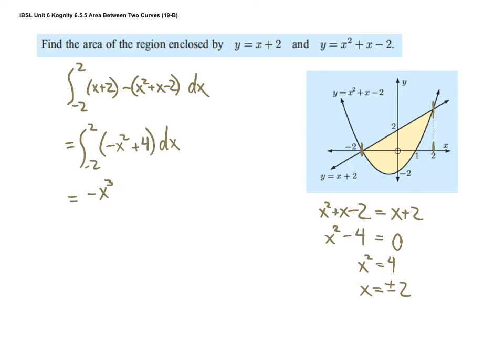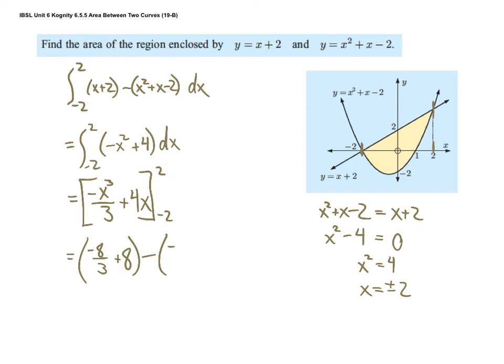So we have a negative x cubed over 3 plus 4x, which I am going to evaluate from negative 2 to positive 2. Okay, if I plug in a positive 2, I get negative 8 over 3 plus 8. Minus, if I plug in a negative 2, it's going to be a negative 8, so positive 8 over 3 minus 8. Okay, so I get a negative 16 thirds plus 16. Negative 16 thirds is a negative 5 1/3. So this is going to give me 10 2/3 as the area between them. Okay?